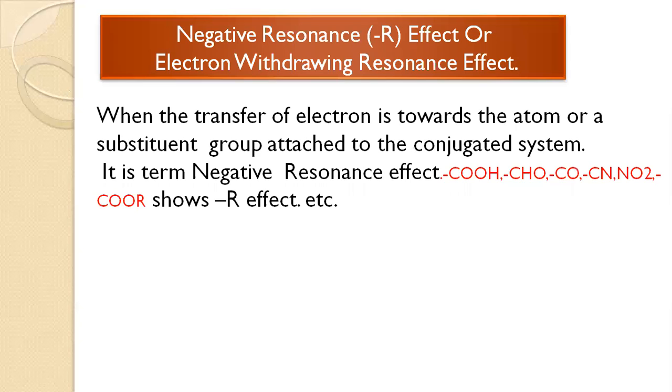Negative resonance effect, or electron withdrawing resonance effect. When the transfer of electrons is towards the atom or substituent group attached to the conjugated system, it is termed a negative resonance effect. Examples: C double bond O, that is the carboxylic group, the aldehyde group, CO, the cyanide group, the NO2 group. These are the examples for the negative resonance effect.